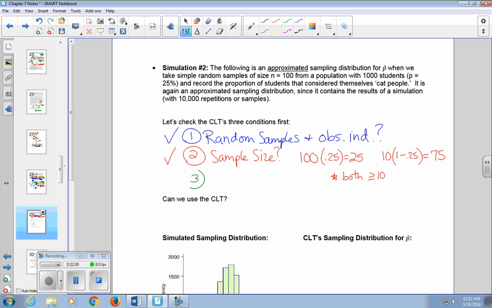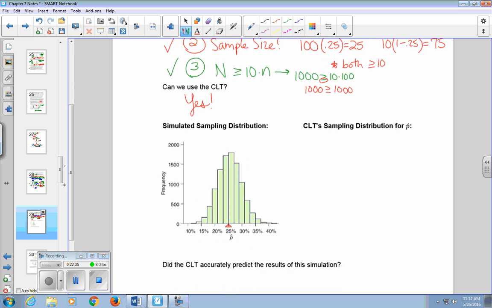And then the last one we want to check, because we're not sure if it was with replacement or without replacement, is whether the population size is at least 10 times bigger than the sample size. In this case, it's 1,000 greater than or equal to 10 times 100. And because our sample size was 100, that's been met. Good thing there's that equal sign here. You get 1,000 on the left, you get 1,000 on the right. All right, so can we use the central limit theorem? The answer is yes.